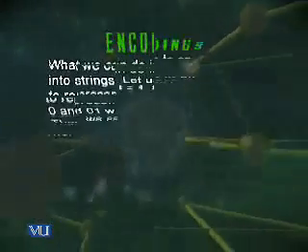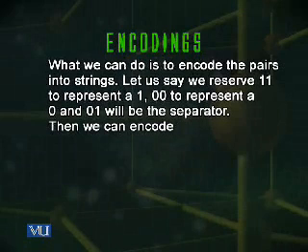Now, suppose you ask somebody to recognize these pairs of natural numbers. Well, this is not a computer science problem unless we actually specify how pairs of natural numbers will be encoded as a string. Let's look at one particular way of encoding pairs of natural numbers. Since we are encoding only pairs, what can we do to encode these pairs into strings? Let us say that we reserve 11 to represent 1, 00 to represent 0, and 01 will be used as a separator.